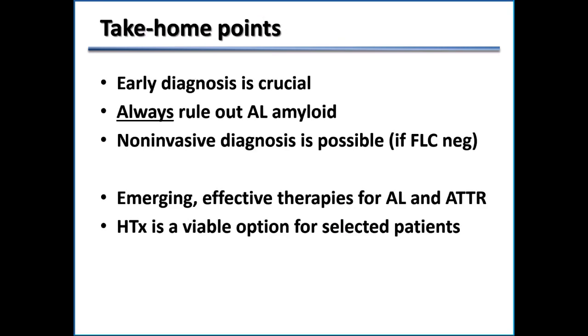So I want you guys to take these points home. Non-invasive diagnosis is possible, but only if your SPEP test is normal. We have emerging very effective therapies for both light chain amyloid as well as TTR amyloid. As you saw, there's a lot coming down the pipeline. A lot of them are in phase 2 and 3, but they're going to be commercially available soon. Heart transplant is a viable option.